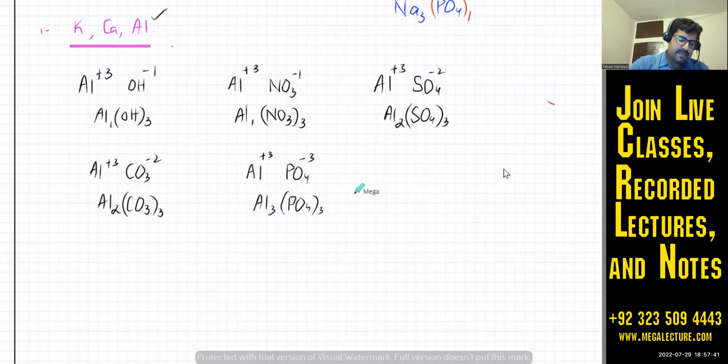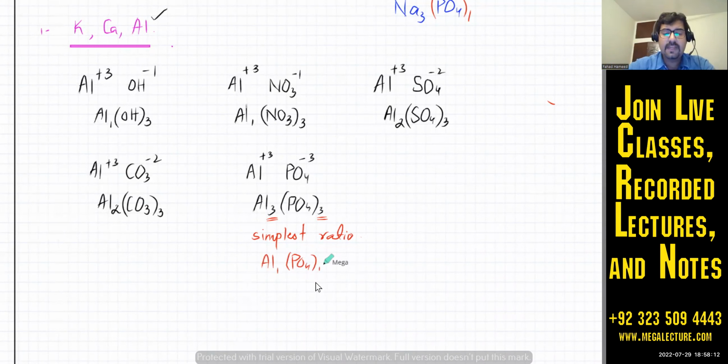Remember this, that in crisscross, the ratio has to be the simplest ratio, like this 3:3. It has to be at all costs the simplest ratio. So 3:3 will actually become 1:1. So it's going to be 1 aluminium and 1 PO4. Obviously you don't need to write 1. If you had just written AlPO4, that would have been sufficient.